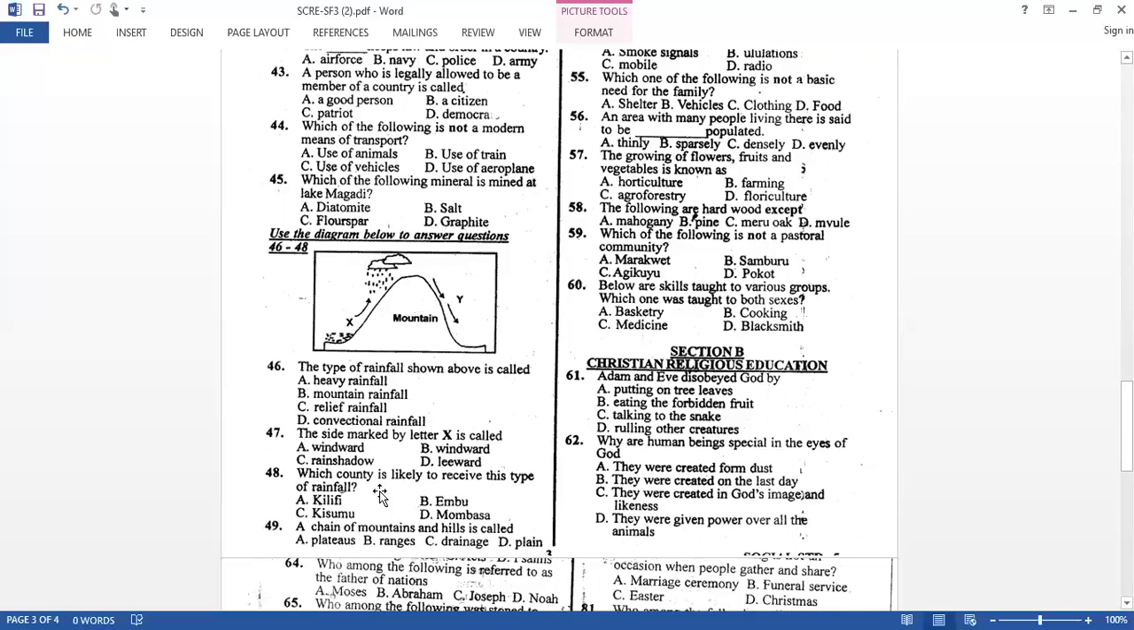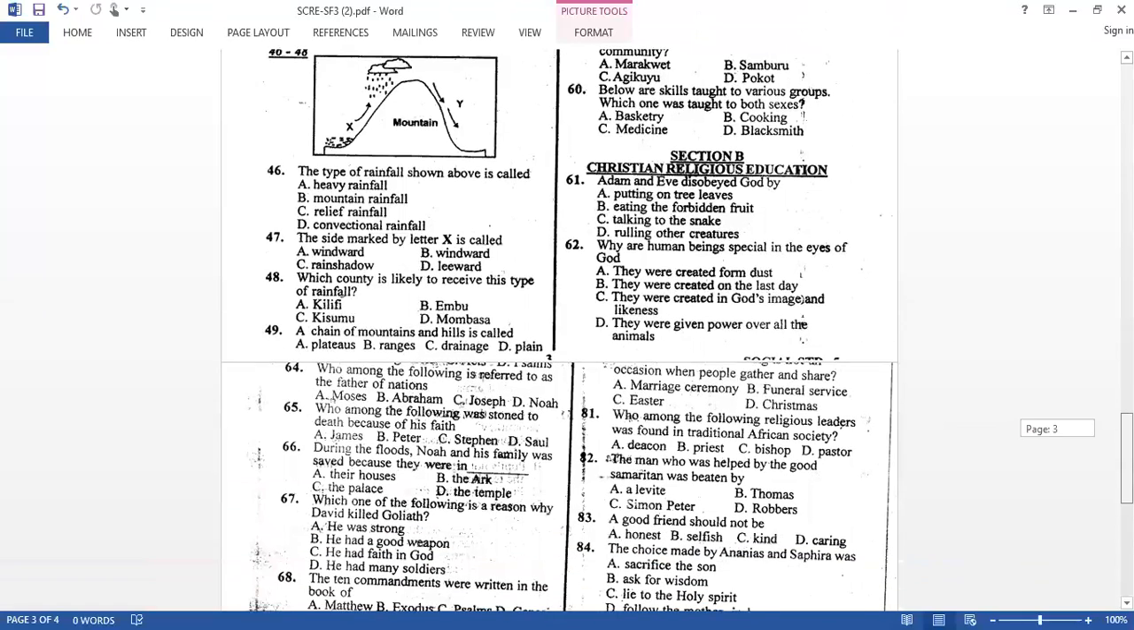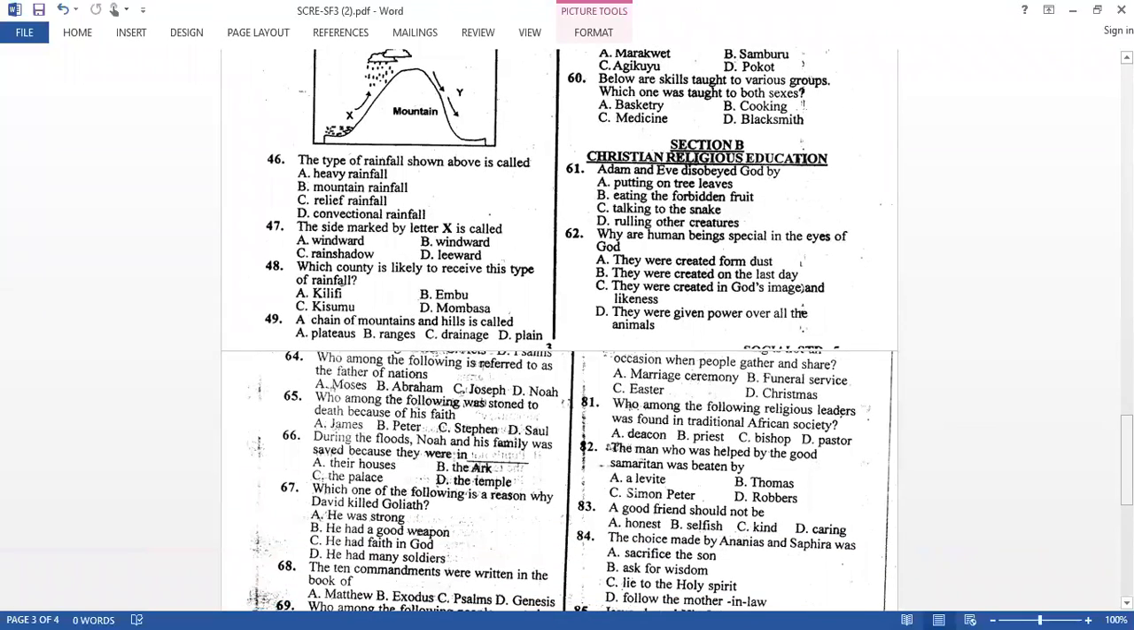Which county is likely to receive this type of rainfall? Remember Kilifi, Kisumu, and Mombasa. Kilifi and Mombasa are the coastal part of Kenya near the Indian Ocean. They will experience convectional rainfall. Kisumu near Lake Victoria will also experience convectional type of rainfall, but Embu is near Mount Kenya. So you will find out that it is experiencing relief or what you call orographic type of rainfall.